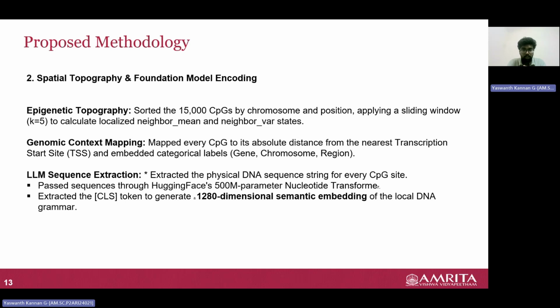So we compute its distance to the nearest TSS, the transcription start site, which plays an important role in the DNA transcription that takes place in our body. CpGs near this region have a strong influence on gene regulation. We also encode categorical information such as gene symbol, chromosome, and genomic region. This provides us the biological context for each CpG.